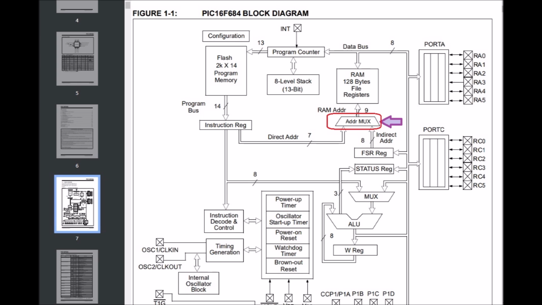In summary, the address mux in the PIC16F684 block diagram is an address multiplexer that selects the appropriate address source, usually between the program counter and other sources, to access the correct memory location, enabling proper instruction fetching and execution.